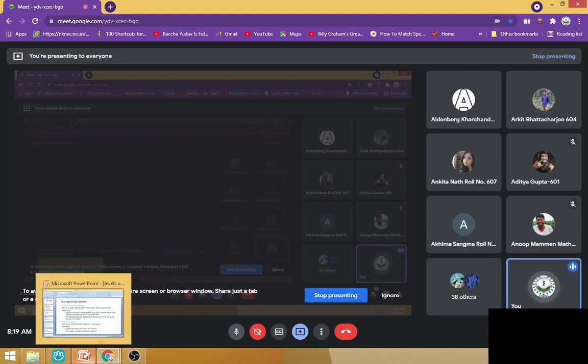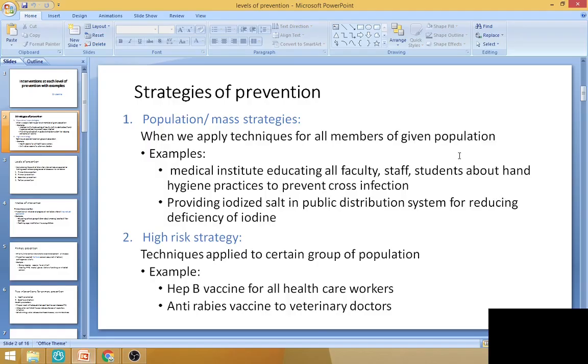Am I audible to you all or not? Right now? Yes, ma'am. So why I am telling you regarding this high risk strategy, giving the example of hepatitis B vaccine, is because you all are at high risk for getting this hepatitis B infection. Understood? So each and every one of you needs to take the hepatitis B vaccine. All right? So if you have not taken, please take it.